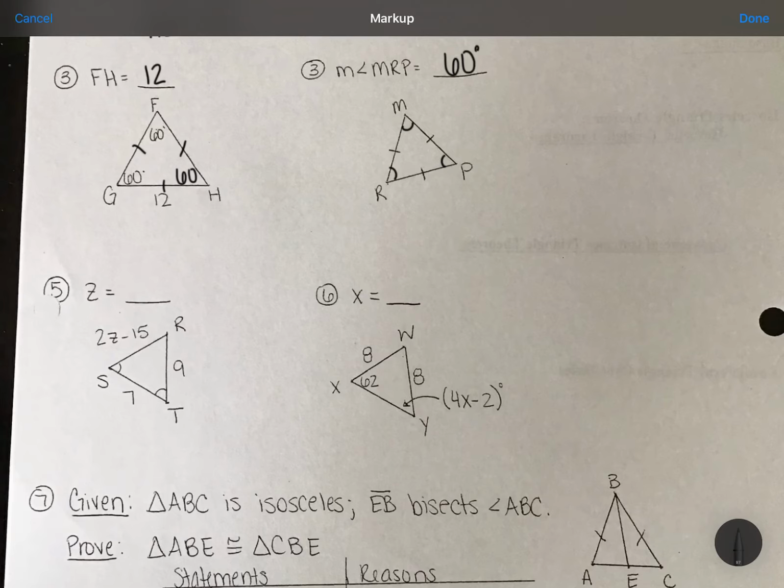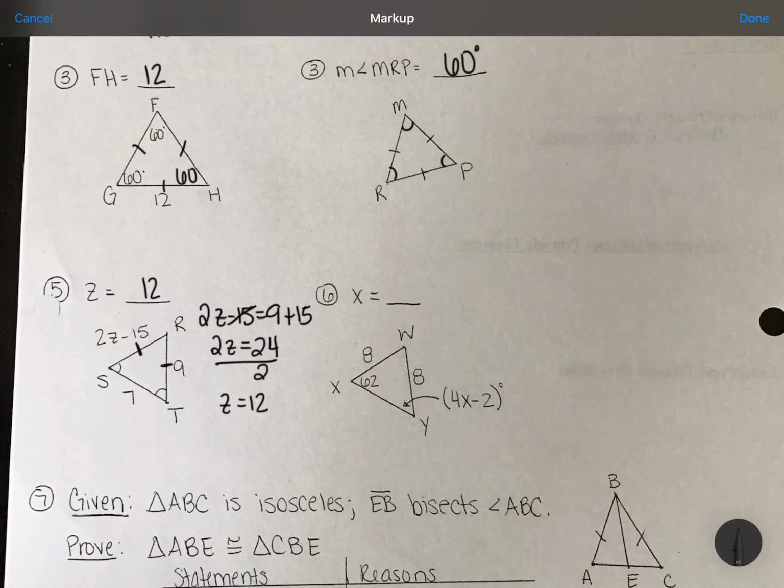Number 5, this is an isosceles triangle, because only S and T are marked congruent, so SR is congruent to RT. I don't need the 7. The 7 is not going to help me. So instead I've got 2Z minus 15 equals 9. I'm going to add the 15 to the 9, and you get 24. Divide by 2, and Z equals 12.